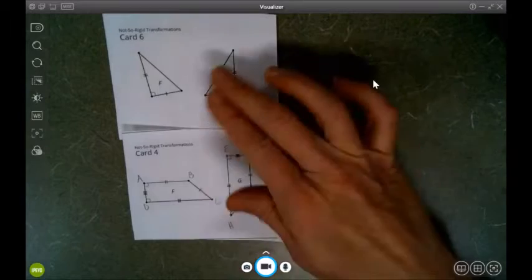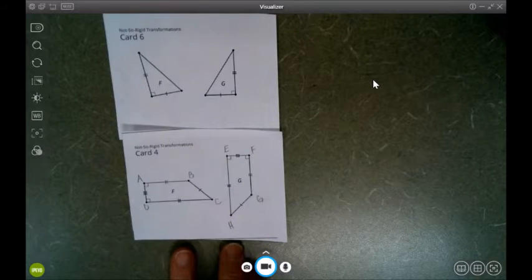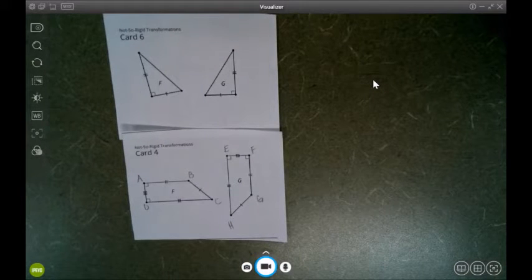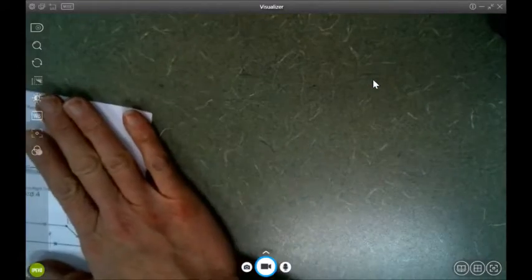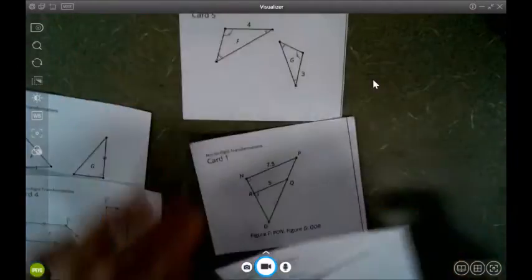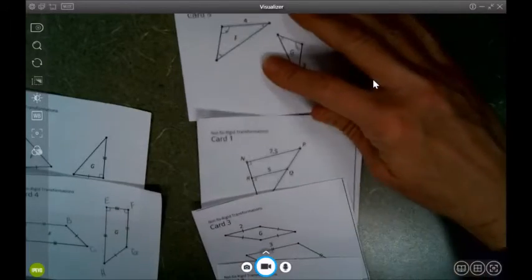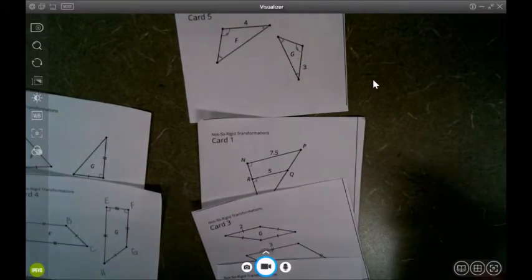What's true about these shapes? They're congruent, and dilations do not keep shapes congruent. So these two would be congruent shapes, and the other 4 would be dilations. Everybody agree with that? Okay.